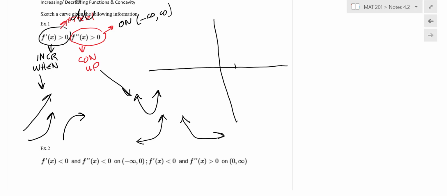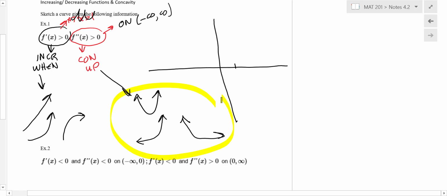So let me ask you a question. If you look at these three possibilities for concavity, which one would be the one where you would be increasing always and concave up at the same time? What would it look like? Kind of like this one, right? It'd be like this. So you would have to have a graph that looks like this.